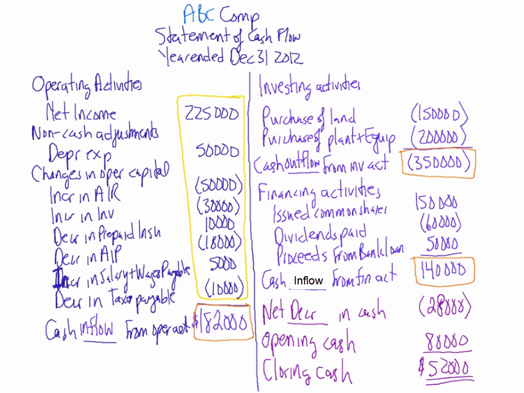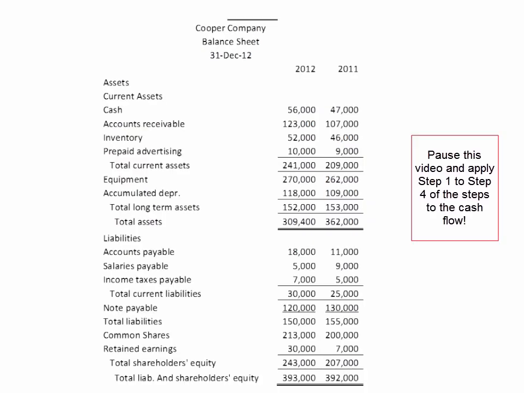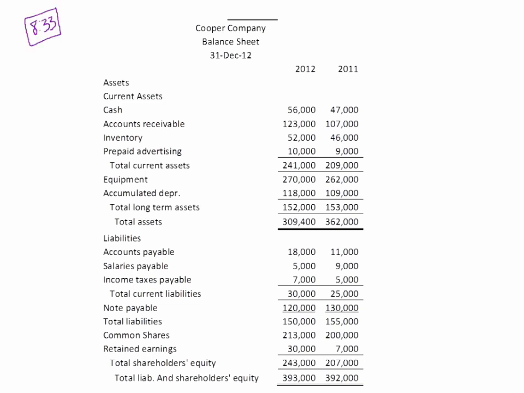Okay, so what we're going to do right now is move forward onto a blank sheet. Here we go. We are now on Cooper Company. You know the steps up to step 4. So I would like you right now to apply up to step 4, but don't do step 5. Go.